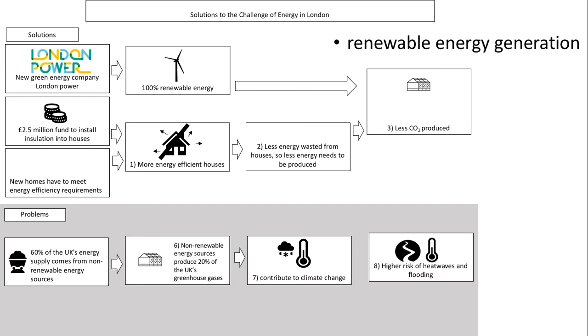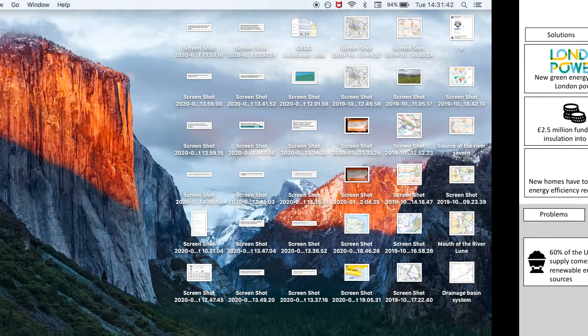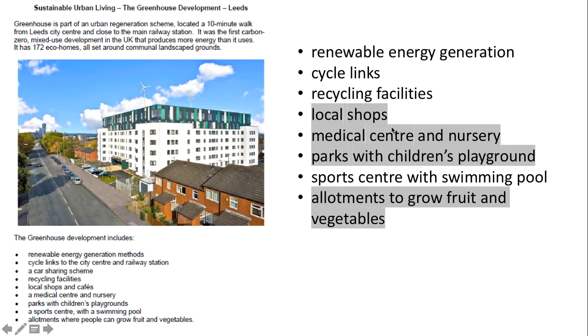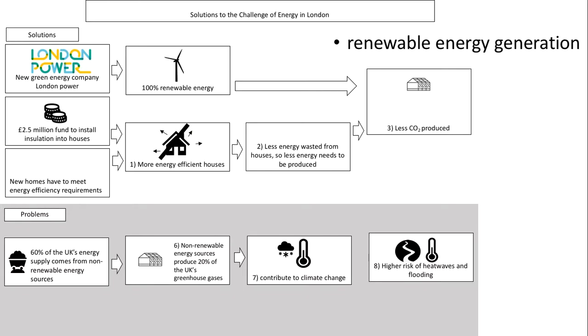Remember when we talked about London Power and we said that London Power is a new energy company, it's producing renewable energy and that's going to mean that less CO2 is produced. Well, I don't need to talk about London Power because I want to use the figure. So I'm going to talk about the greenhouse development. But what do I know about renewable energy that could help me talk about how sustainable the greenhouse development is?